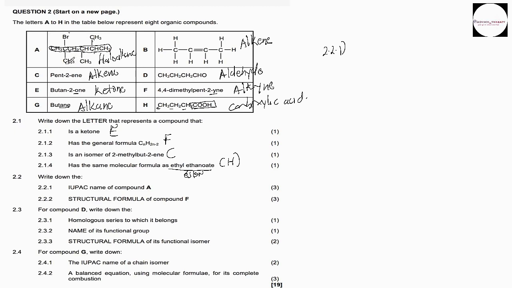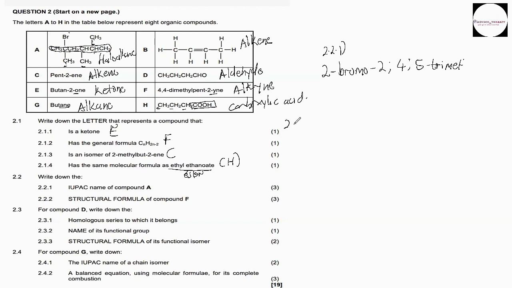2.2.1. We have a methyl in number 2, and then we have another methyl in number 4, and then we also have another methyl in number 5. And then in number 2, we have a bromo. So this has to be 2-bromo, and then dash, in number 2, in number 4, and then also in number 5, we have a methyl. So that's trimethyl.